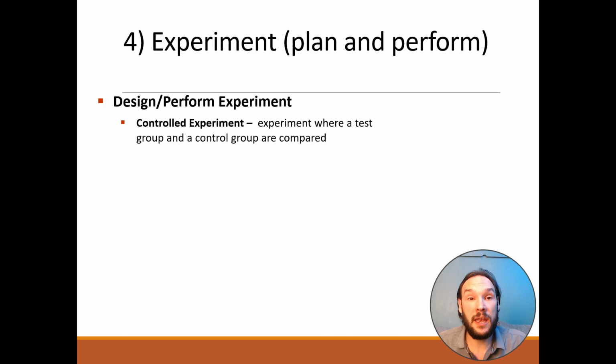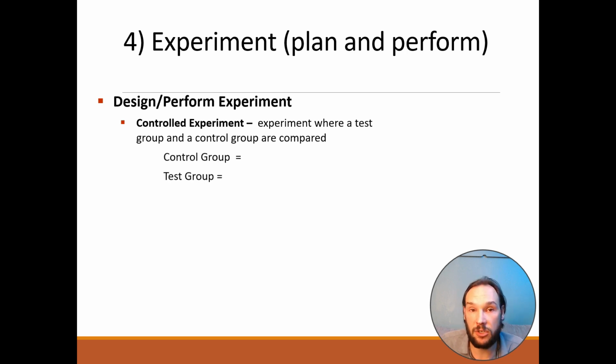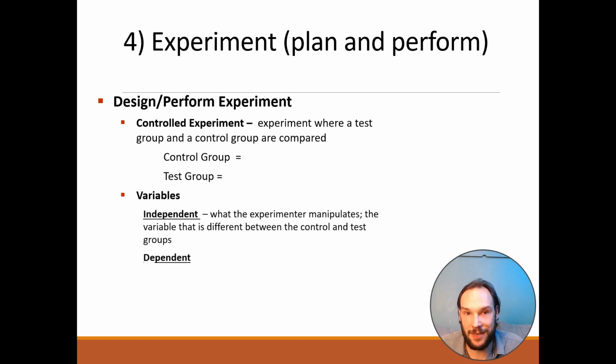So number one, we want to have a controlled experiment. There's different types of experiments that we can do, but for our case, a controlled experiment is the best. That is where a test group and a control group are compared. So in the end, we have to define a control group as well as our test group. And we want to also think about the variables, the independent and the dependent ones.